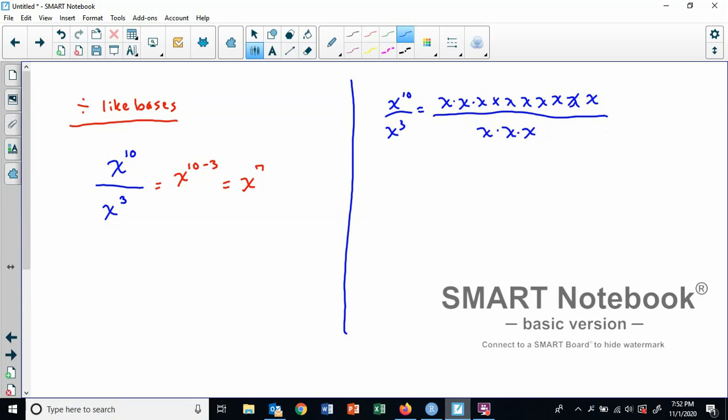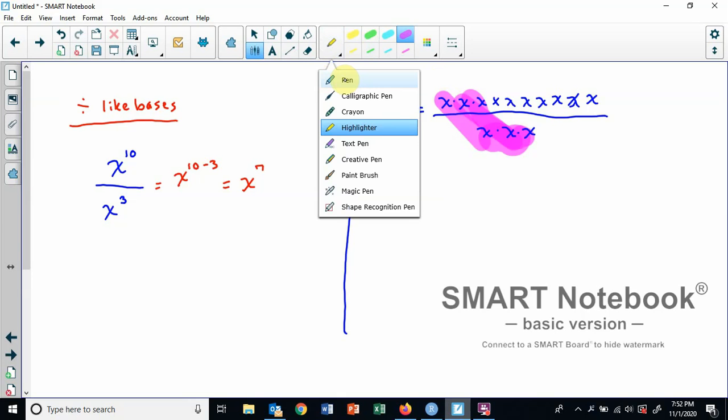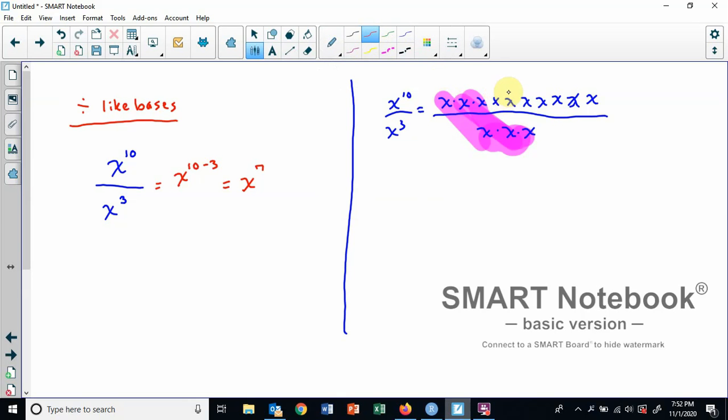Okay, all being multiplied. Well, an x on the bottom will eliminate or divide or cancel with an x from the top. So this x right here, let's use a highlighter so it's just easier to see, will cancel with an x from the top. And this x right here will cancel. So there's 3 x's on the bottom. They will cancel out 3 x's from the top. Okay? These 3 x's on the bottom will eliminate 3 x's from the top. So what are you left with? 1, 2, 3, 4, 5, 6, 7. I'm left with 7 x's in the top. Okay?